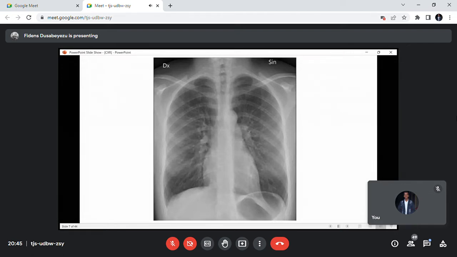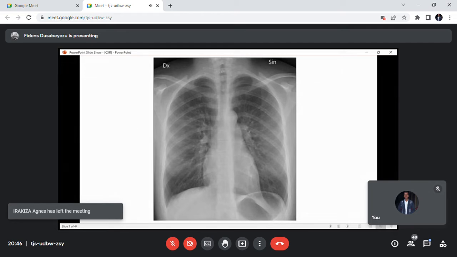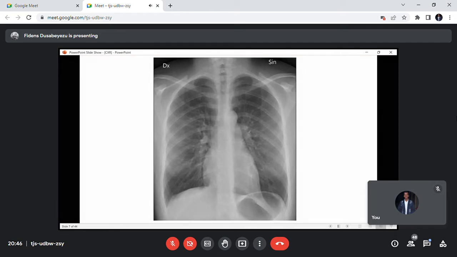But now, for deep inspiration on the chest film, when you can count at least 6 ribs above the diaphragm on the right side, that is a good inspiration. It was a deep inspiration. How do you count? Like now, if I want to count, this is the first rib anteriorly. Can you see it very well? Can you?